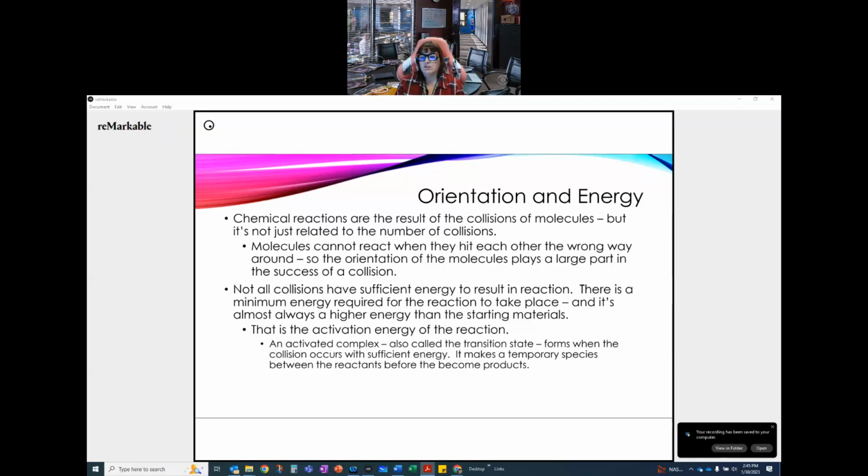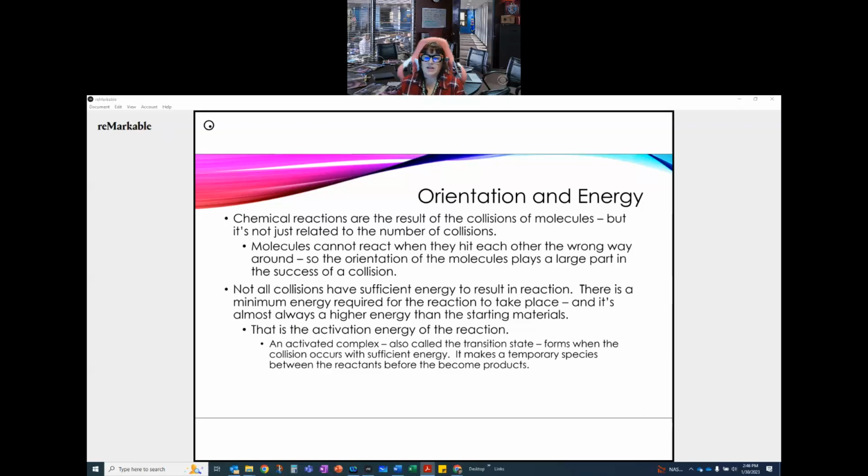Okay? And not all collisions have sufficient energy to result in a reaction. There is a minimum energy that is required for a reaction to take place. And it depends on what the pathway is, what that energy looks like. So some things go very easily, some things don't, and that has a lot to do with that. It's called an activation energy, but that minimum energy requirement is usually higher than where we start. It almost always is above the initial energy, and that's called an activation energy.